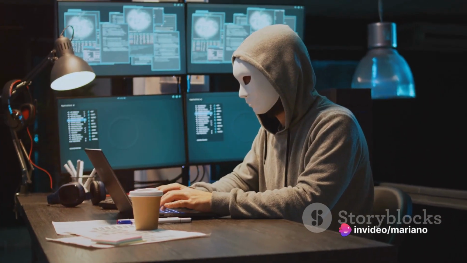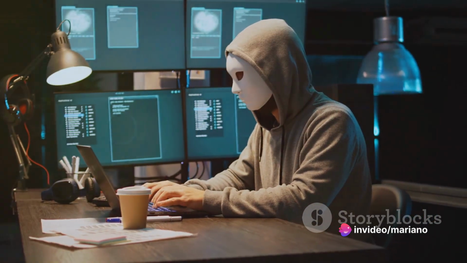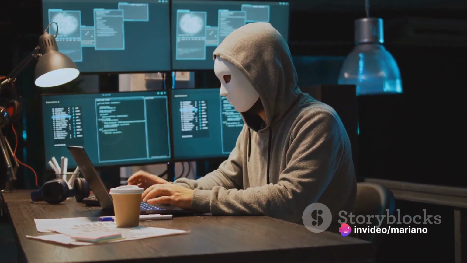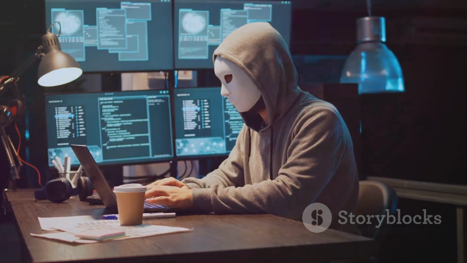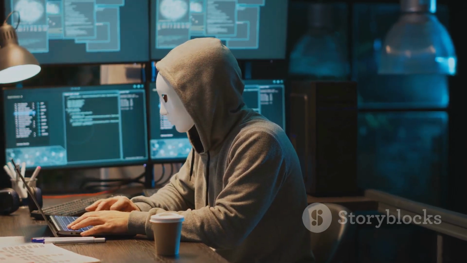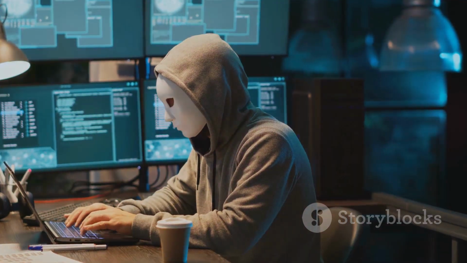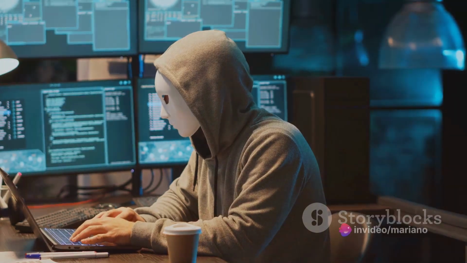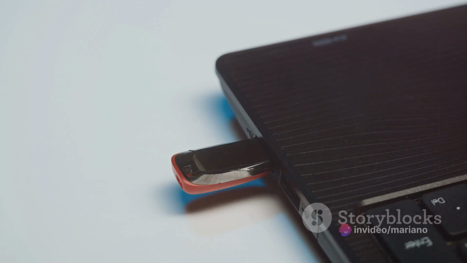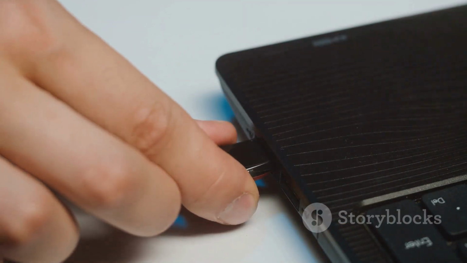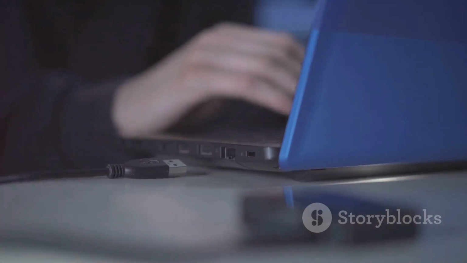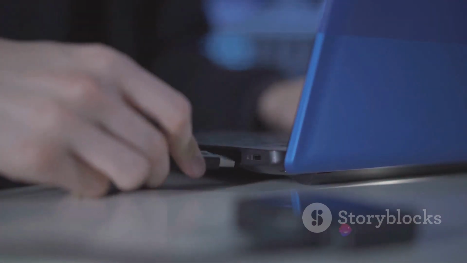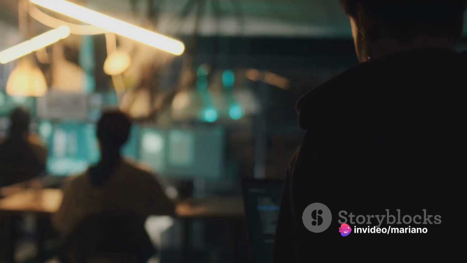Then, we have pretexting. This is where the attacker creates a fabricated scenario to convince a victim to provide information or perform an action. It's like a con artist's game, with a believable story designed to extract valuable data. Baiting is another type of social engineering attack. Here, the attacker leaves a malware-infected physical device, like a USB drive, in a place it will be found. The finder, driven by curiosity, plugs the device into a computer, unknowingly installing the malware.